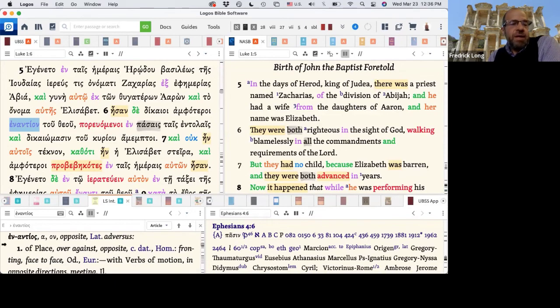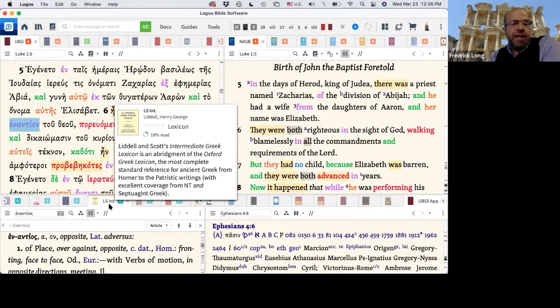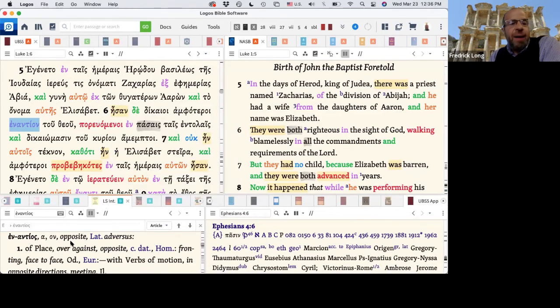Yeah. So enantios, this is the LSJ intermediate, means opposite of, like over against. So it does suggest more of a kind of you against me, possibly hostile. It can be used in that sense. So here it's almost like, in a judicial sense, God is looking at them. So yeah.